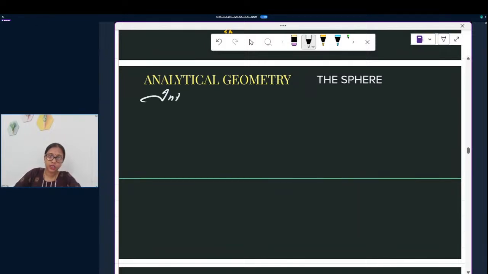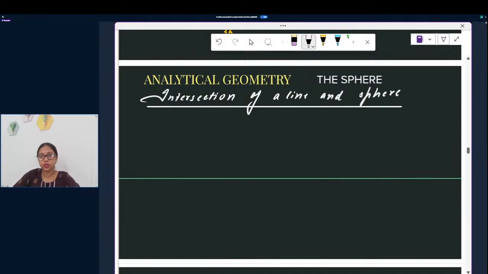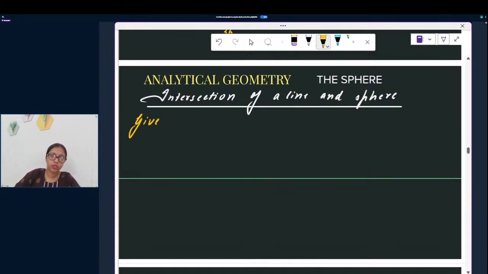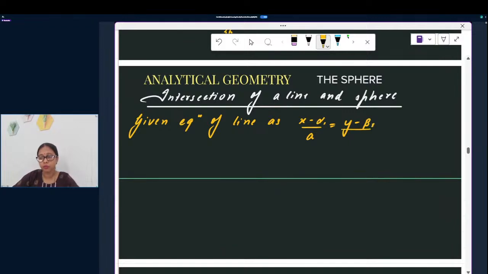So we are finding the intersection of a line and a sphere. You can imagine the intersection of a line and a sphere, and you know how many points of intersection we can have, minimum and maximum as well. I'll draw the diagram, but let's talk about that intuition theoretically. First, we are provided with the given equation of a line: x minus alpha 1 by a is equal to y minus beta 1 by b.